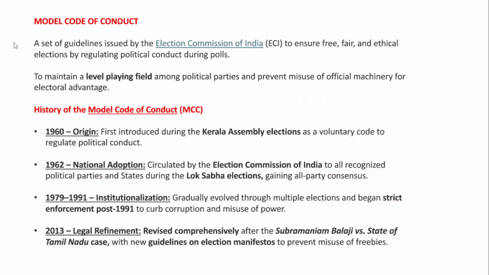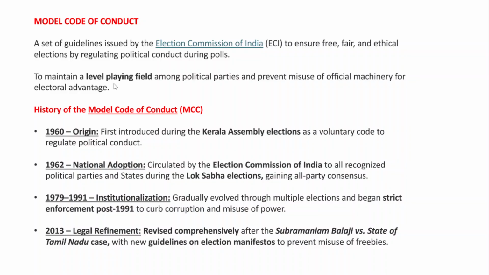This is the main objective, and apart from that, it also has another objective, that is ensuring a level playing field while elections are being conducted, and that would further result in free and fair elections. A level playing field has to be ensured among the political parties and also candidates who are contesting the elections. The code of conduct will also prevent the misuse of official machinery by the government for electoral advantage. This is the objective of issuing Model Code of Conduct by the Election Commission of India when the election schedule is announced.